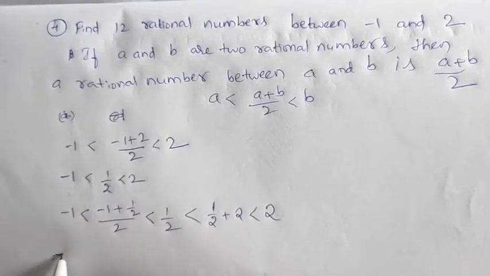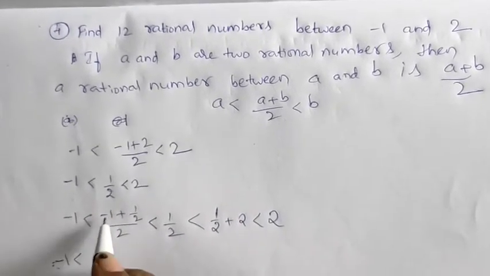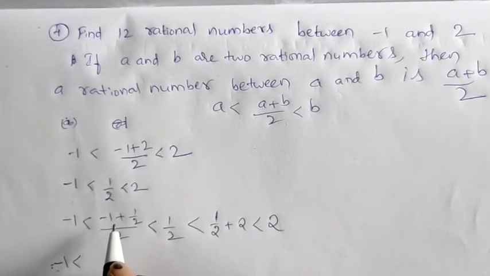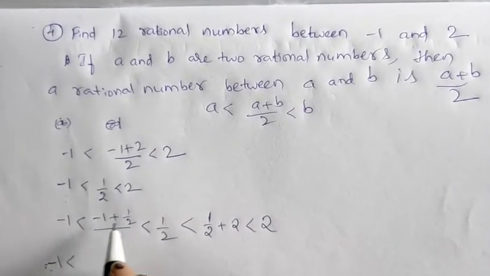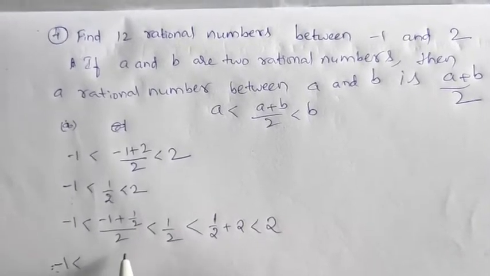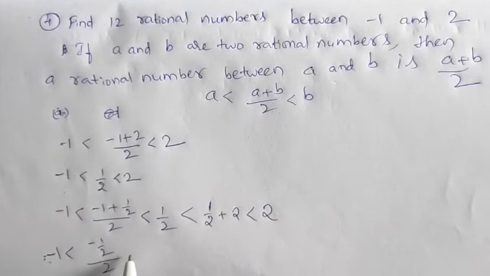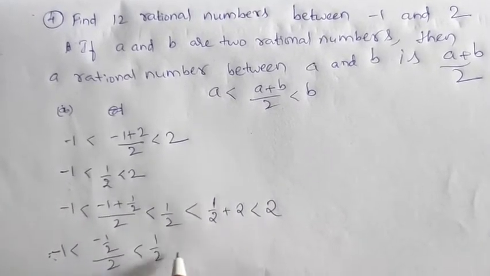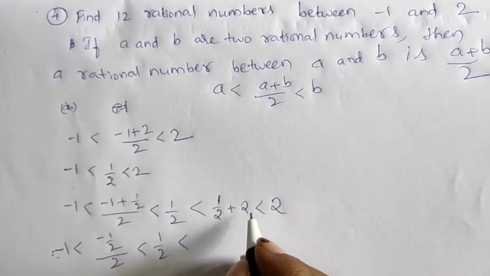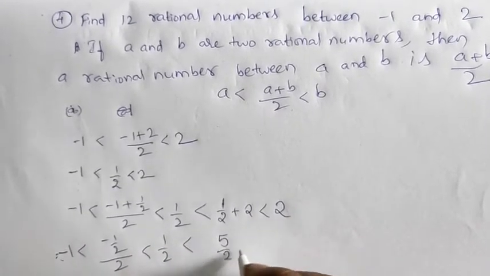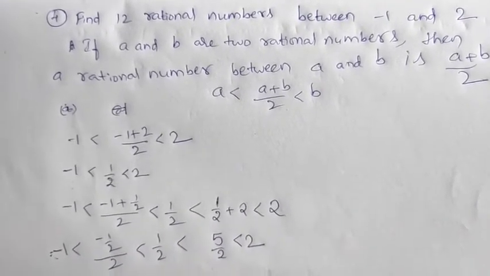Now see, if I simplify, I can write minus 1 is less than minus 1 plus half, whole by 2. Generally these two have different signs, so if you subtract half from full, we will get half. So minus 1 by 2 whole by 2 is less than 1 by 2, which is less than 1 by 2 plus 2, whole by 2. 2 and half means 5 by 2, less than 2. Is it clear?